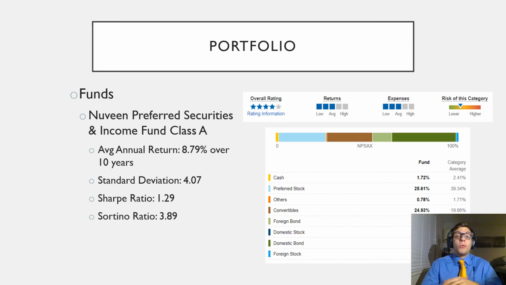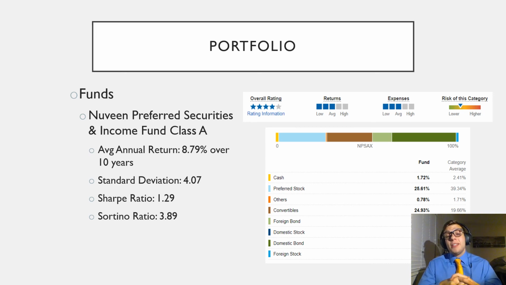This fund has an average annual return of 8.79% over 10 years. It has a standard deviation of 4.07, so that gives us an annual return anywhere from about 4.7% to almost 13%. It has a Sharpe ratio of 1.29, which is good, but not great. And it gives a Sortino ratio of 3.89, which is very good. It has a 4-star rating according to Fidelity. The returns are a little bit above average overall. The expenses are lower, more towards average, but the risk still stays awfully low.